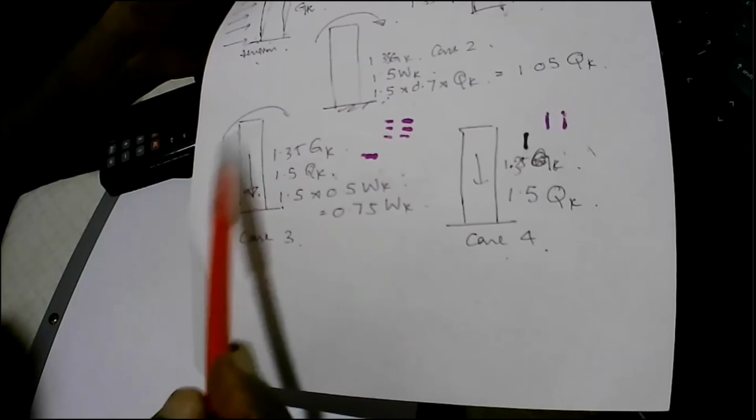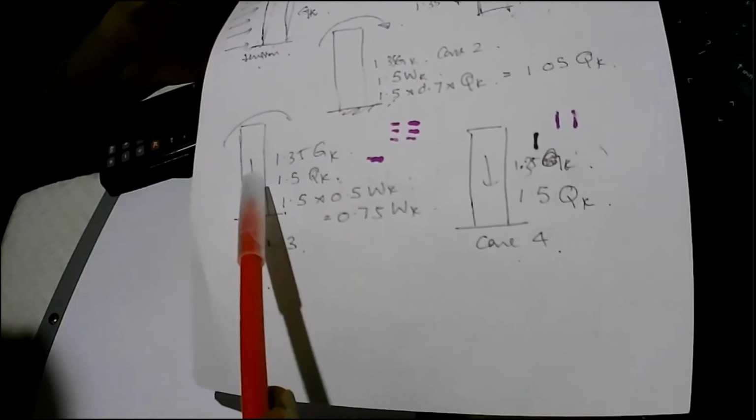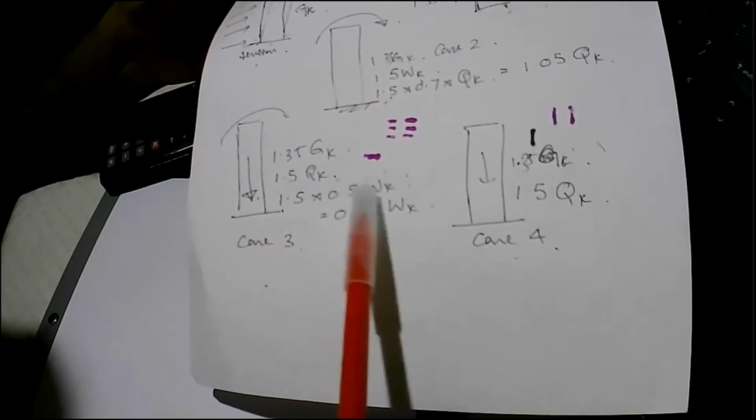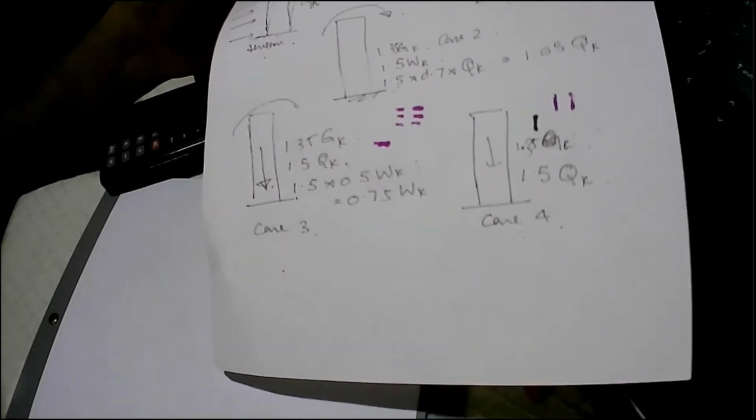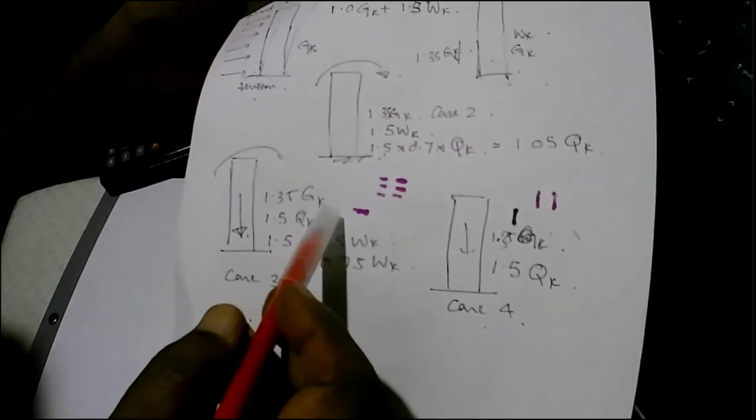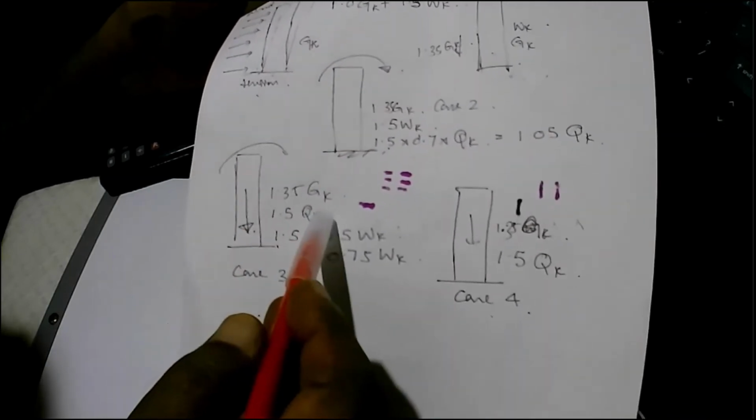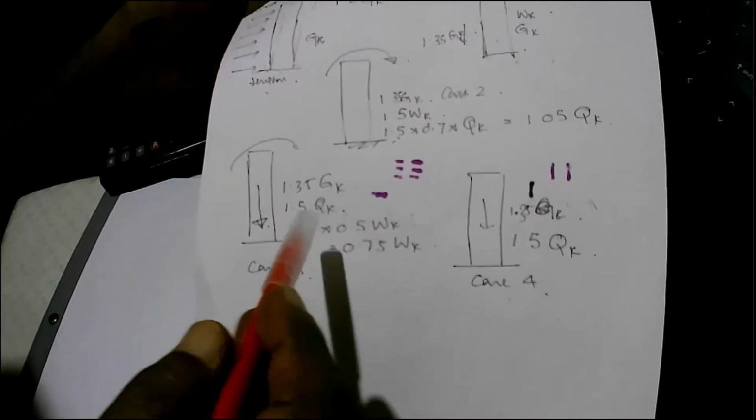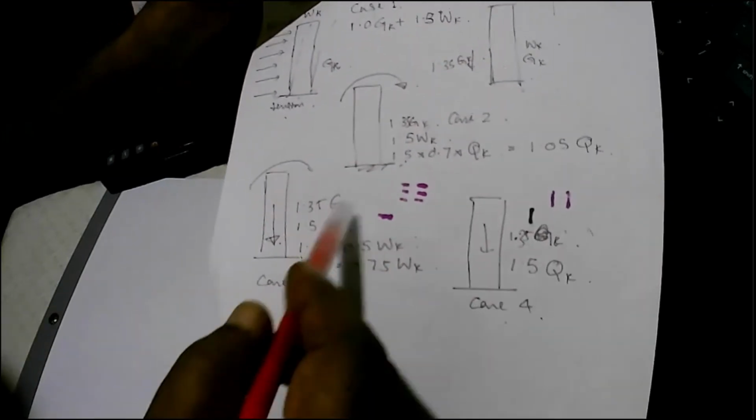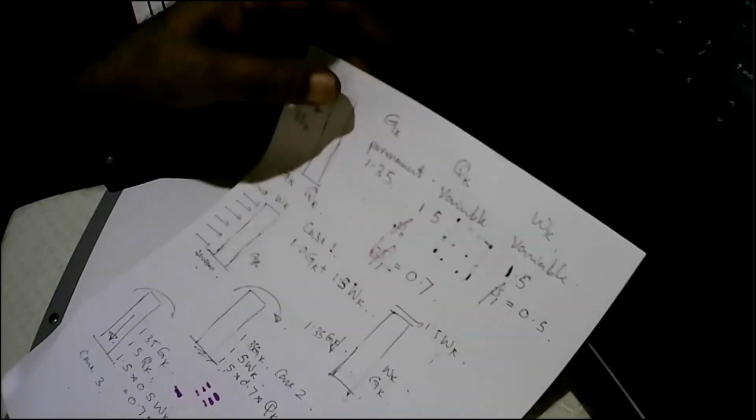And then we also have this combination where you get 1.35 GK and 1.5 QK. But when it comes to WK, you multiply by 0.5, so you get 0.75 here. And this one also we have to consider half the value because we can allow a 50% reduction for the QK. So here also you get 0.75, here also you get 0.75, and that's what you have seen.